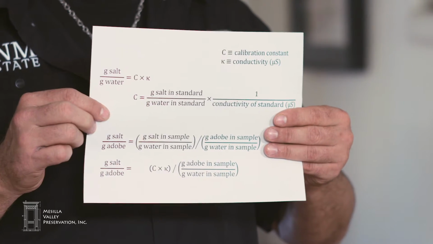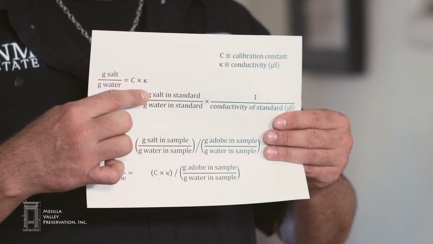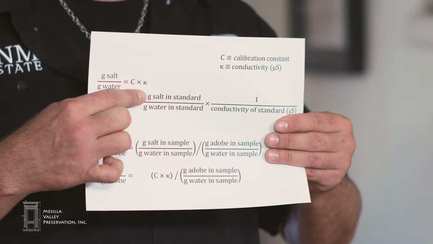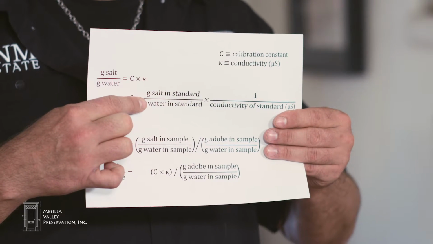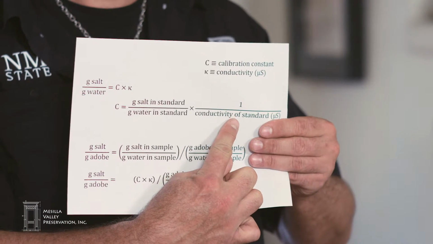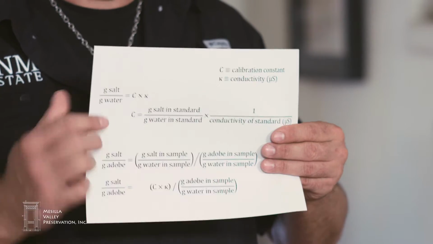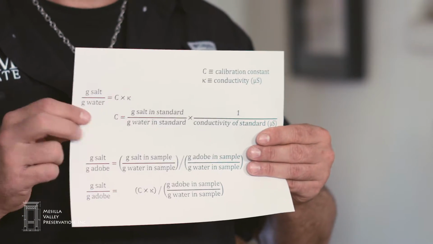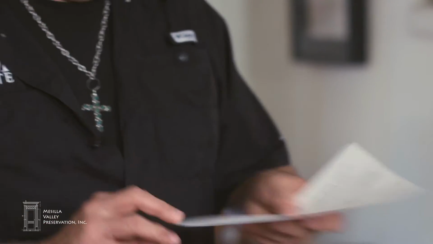In order to calculate the constant C, I have to make a solution of known salt concentration. So in this first term here, you see the mass of salt that I add to the sample, the mass of water that I add to the sample, and the conductivity that I measure for that sample. So this will be my first step, is calculating this constant C by preparing a solution of known conductivity.